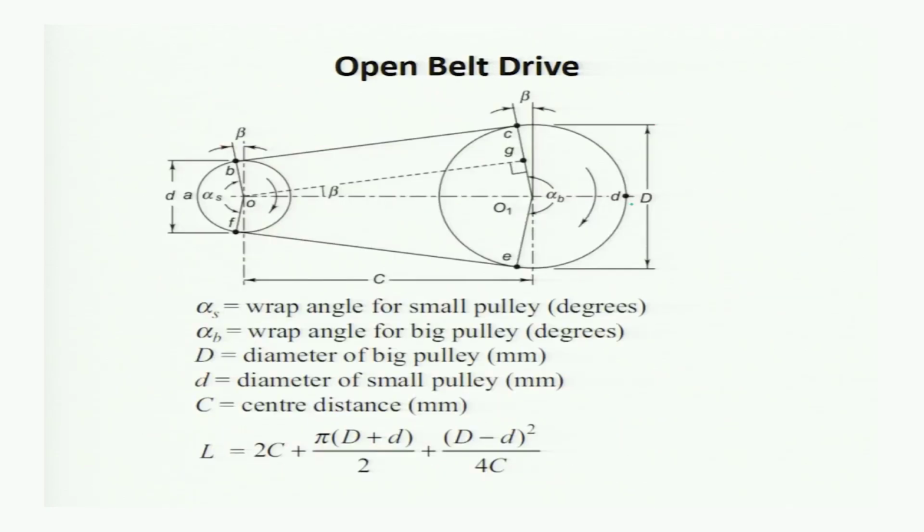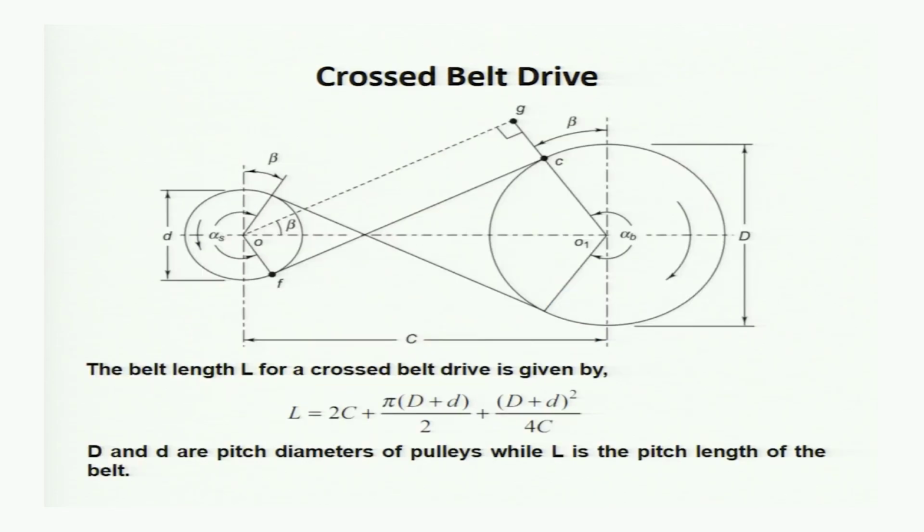In the open belt drive, the length of the belt is determined from this formula, where C is the center distance of the two shafts, and small d is the diameter of small pulley, capital D is the diameter of the big pulley, alpha b is the angle of wrap of the bigger pulley, and alpha s is the angle of wrap of the smaller pulley. Similarly, for the case of cross belt, the length of the belt is obtained from this formula.